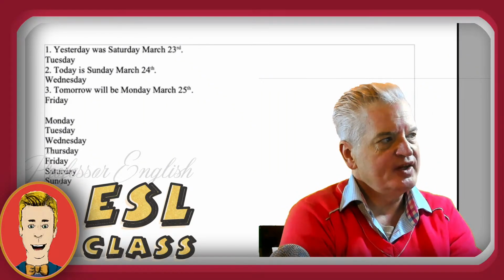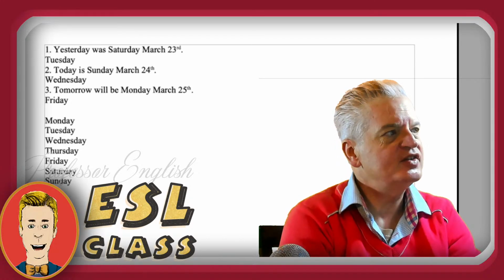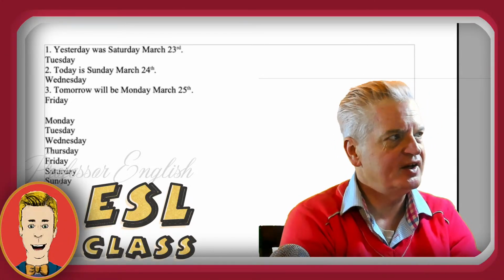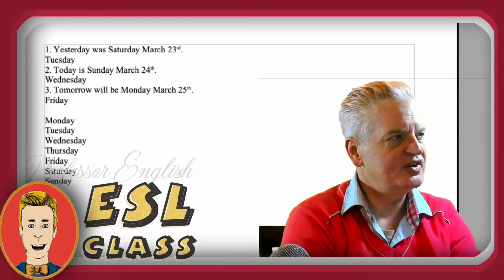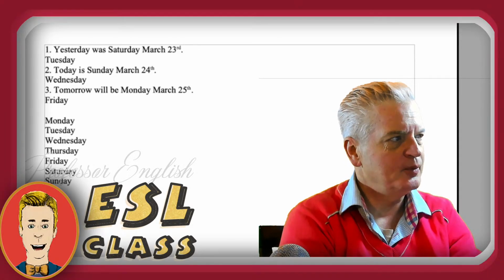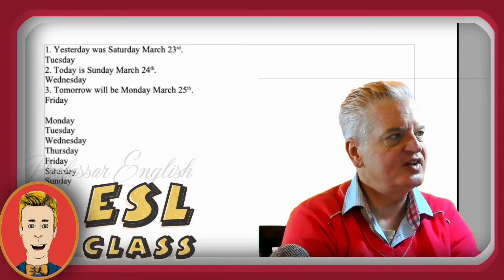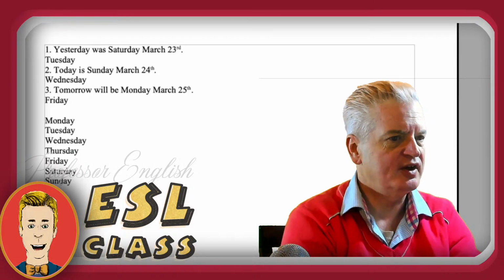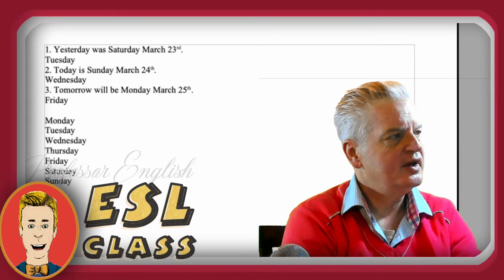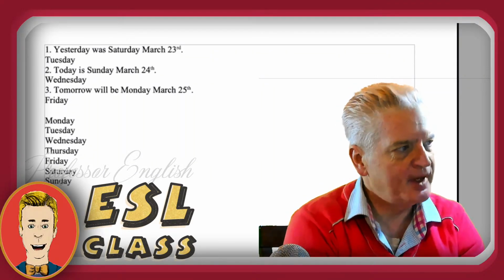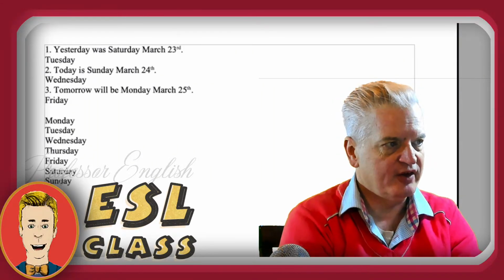So we have 3 sentences here. Number 1, yesterday was Saturday, March 23rd. Can you read that? Can you say that too? Yesterday was Saturday, March 23rd. And then we have number 2. Let's read number 2. Today is Sunday, March 24th. And number 3, let's read number 3. Tomorrow will be Monday, March 25th.